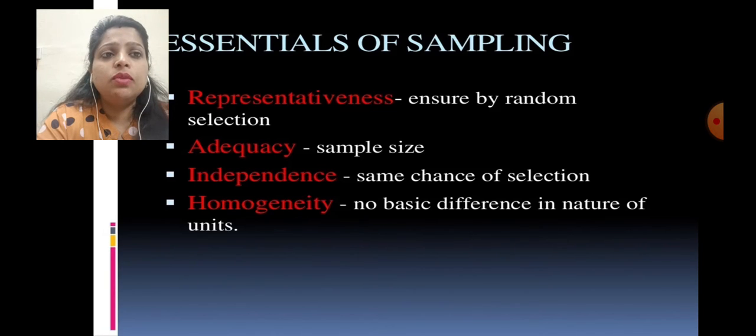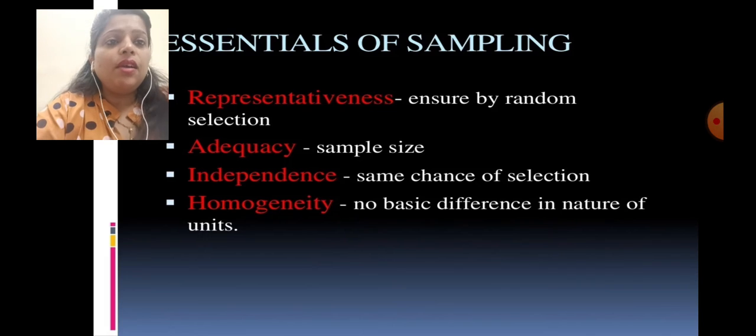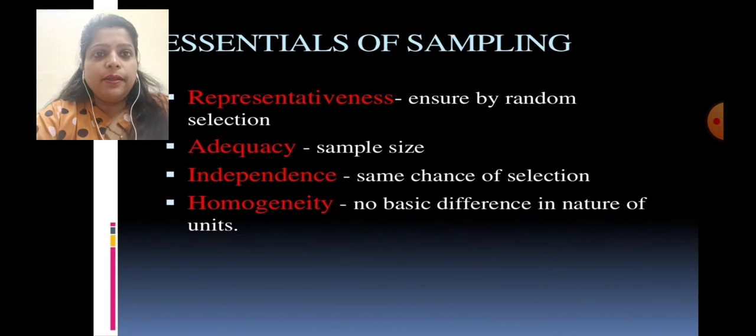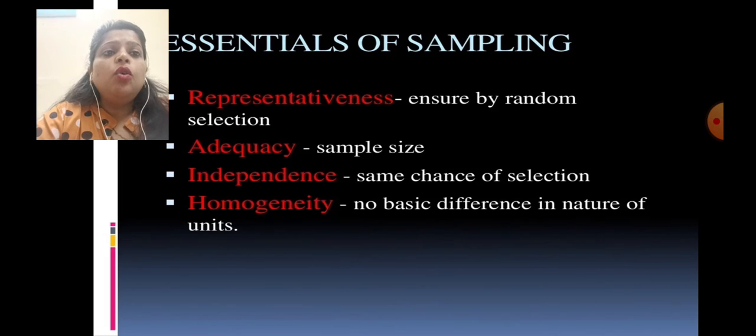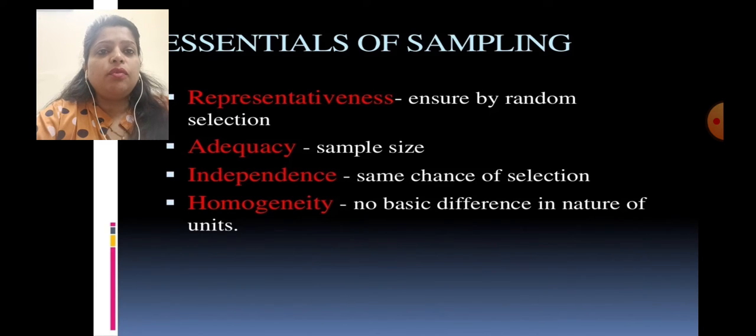Independence, same chance of selection. Whatever technique we are using, we have to use the same technique only. If we are taking the random sampling technique or the cluster sampling technique, which will be dealt with later on in the class, in the same way only, the same chance of selection should be there. Then homogeneity means no basic difference in the nature of units. There should be no basic differences in the nature of the units.